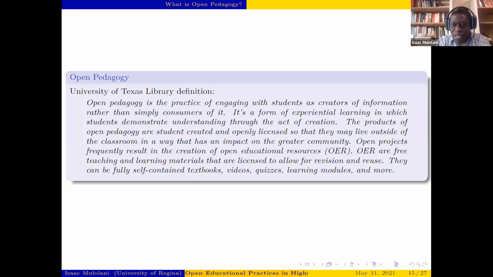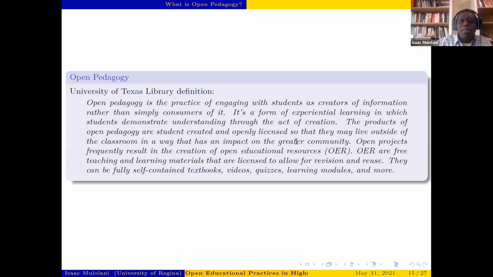They have this definition. I think the important part of this definition is that the products of open pedagogy are student created and openly licensed, and they live outside the classroom so that they can have wider impact to other people that are out there. So for example, other students or other classes, other courses at other institutions can reuse that content that the students are involved in creating, co-creating.